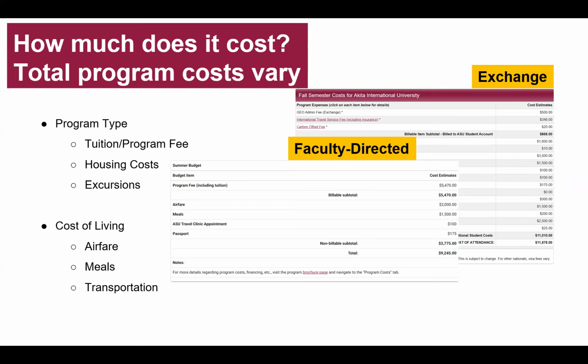Sometimes you may need to get your passport if you don't already have one. Sometimes there are special visas or vaccinations you have to get for particular destinations, other things like that. These are costs that are not billed to your ASU account. And oftentimes the ASU study abroad scholarships that you receive, if you apply for them and are selected, will usually not go towards your non-billable costs. The Gilman scholarship can be applied to either billable or non-billable subtotal for your study abroad experience, okay?